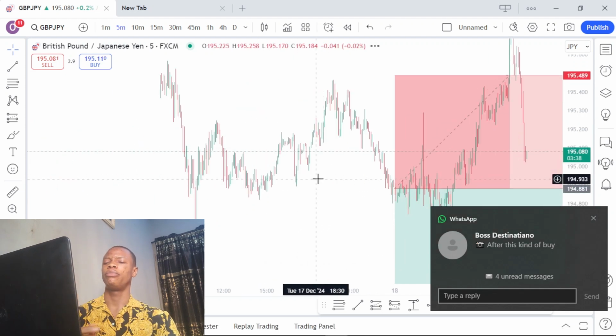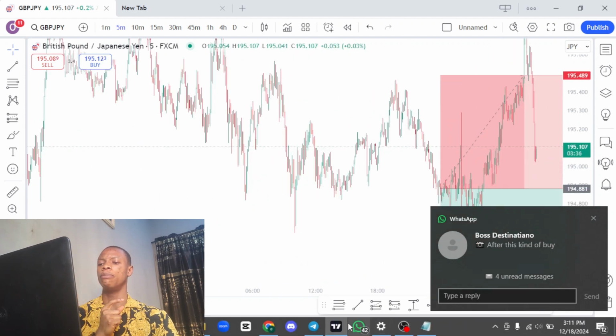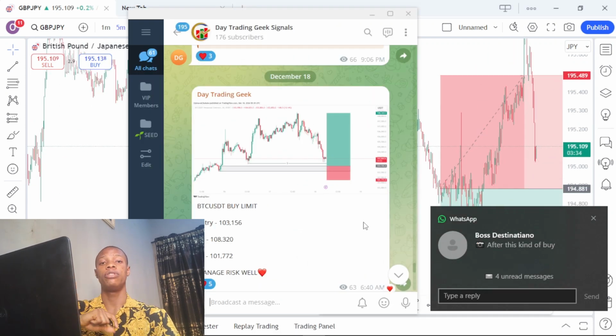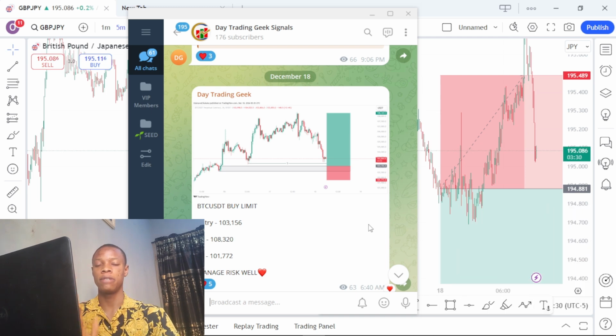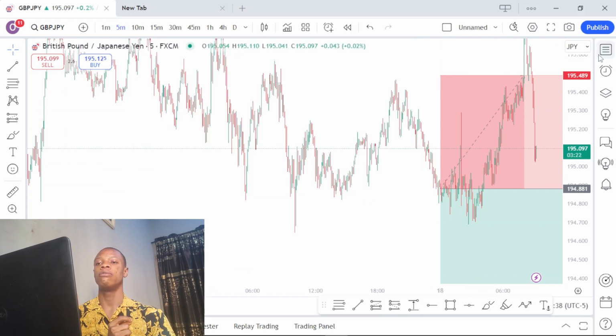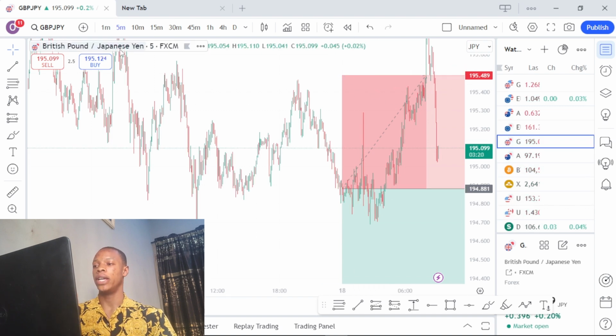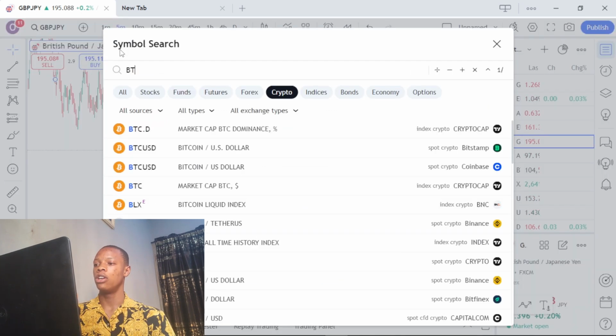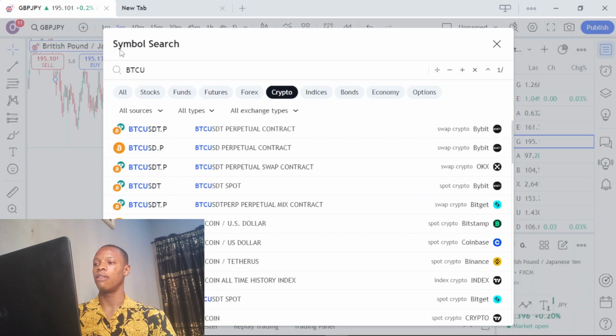So now I took two trades this morning, right? That's my maximum daily, I don't take more than two trades a day. This was the first trade I took right here, on BTCUSDT, right? So we made roughly over $1,000 directly from BTC today.